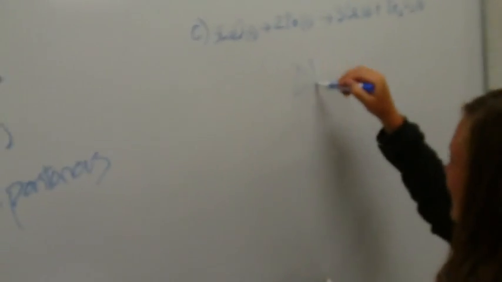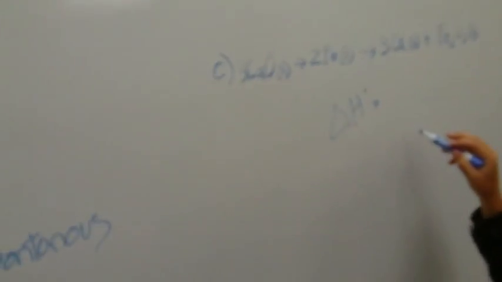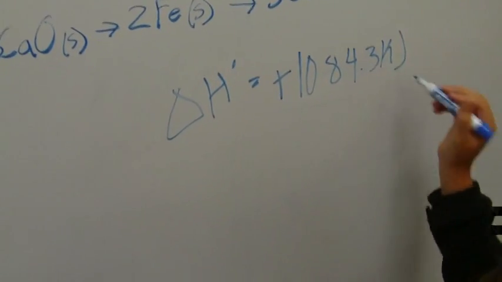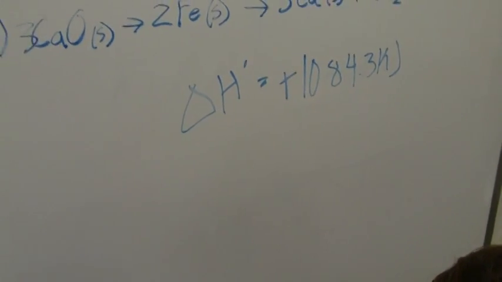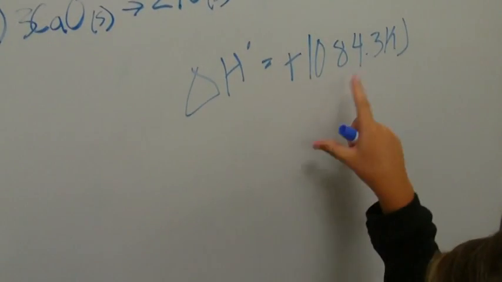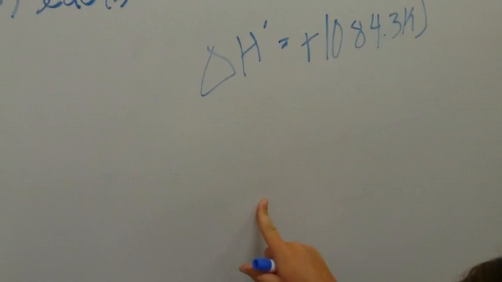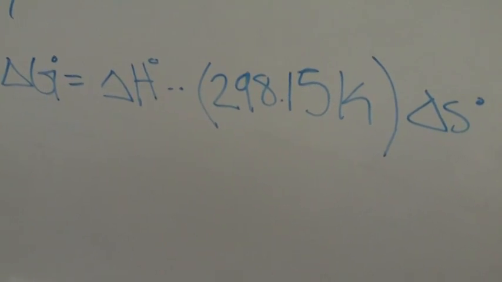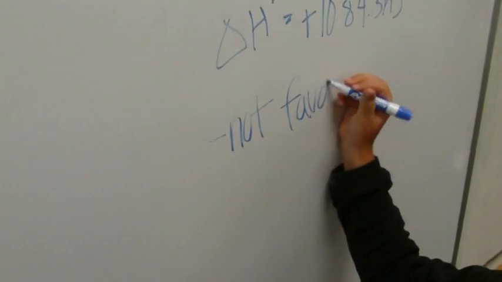Life is good. Delta H for part C is going to be a positive 1084.3 kilojoules. Judging off of the enthalpy alone, because this value is positive, if we plugged it into the Gibbs free energy equation, we'd have a positive value, so it would be not spontaneous, not favored. There you go.